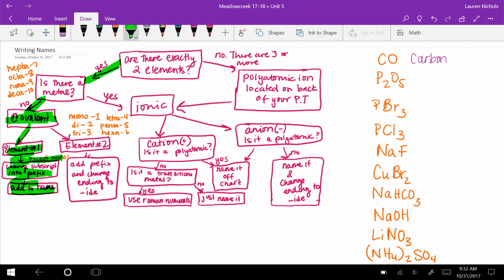Okay, the next thing we do is element number 2. So we have to do the second element. And we say, okay, well, we add the prefix and change the ending to IDE. So O, the prefix is 1, so that's monoxide. Okay, we changed oxygen to end in IDE, and we put the prefix mono in front of it. So I'd have carbon monoxide.